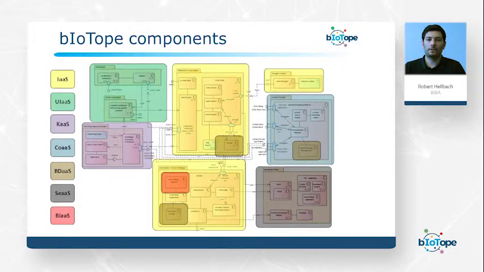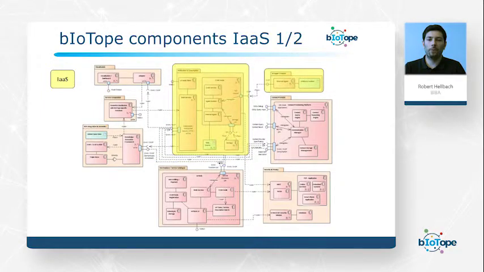All components you can see here are described in more detail on the bIoTope project website and the project's GitHub repository. In the following sections, I want to briefly describe the single services. The most fundamental component of the reference architecture is the information as a service that can be seen as an entry point into the bIoTope ecosystem.